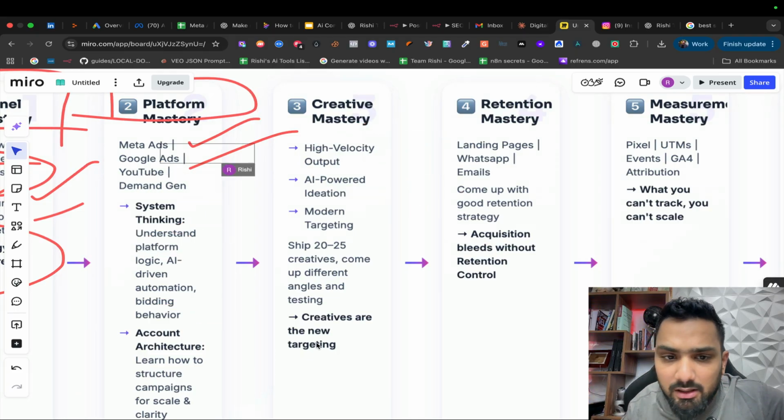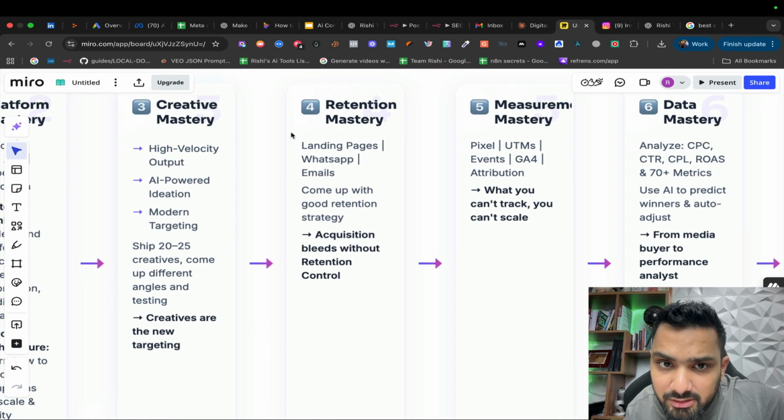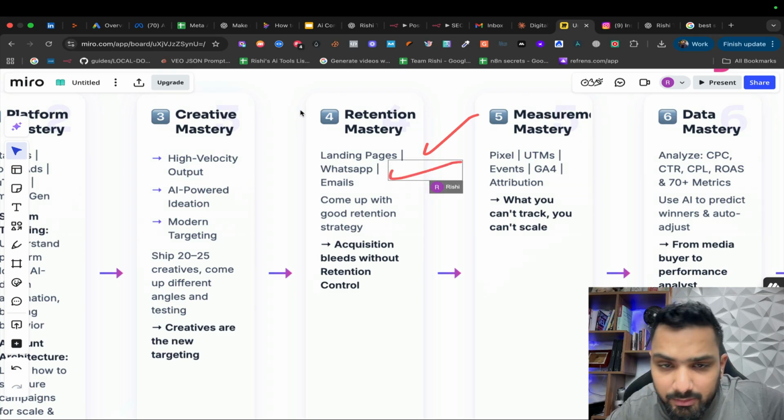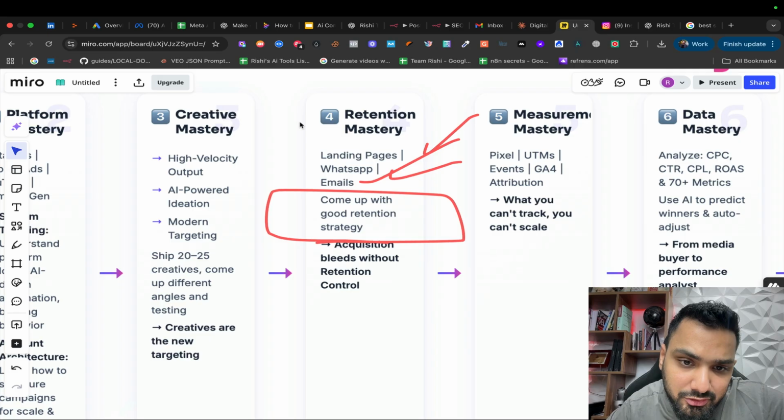All right, now let's understand the next level of mastery, which is retention mastery, right? This is where you learn to build your landing pages. You learn to build your WhatsApp flows, WhatsApp chatbots, and your capability of sending the right emails. And here is where you need to be able to come up with a good retention strategy.